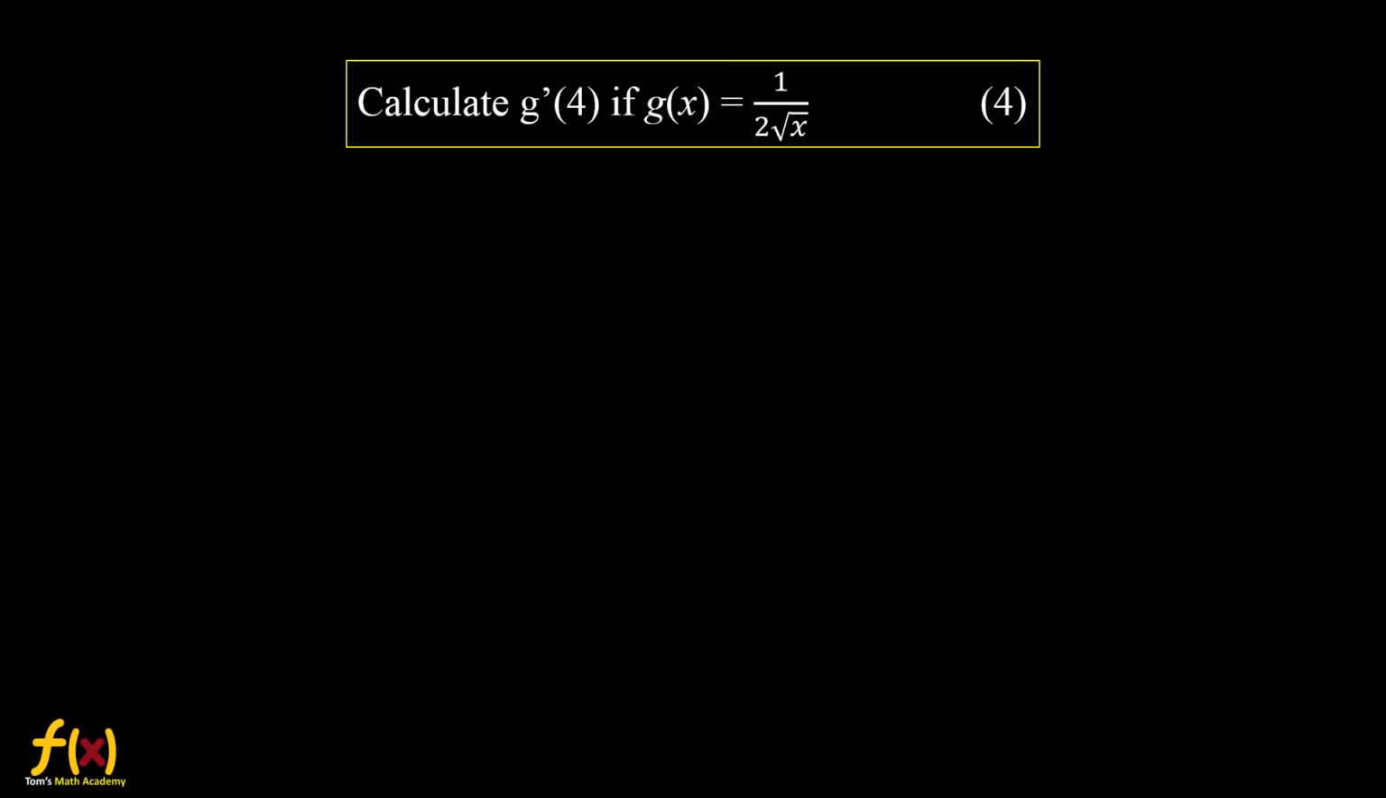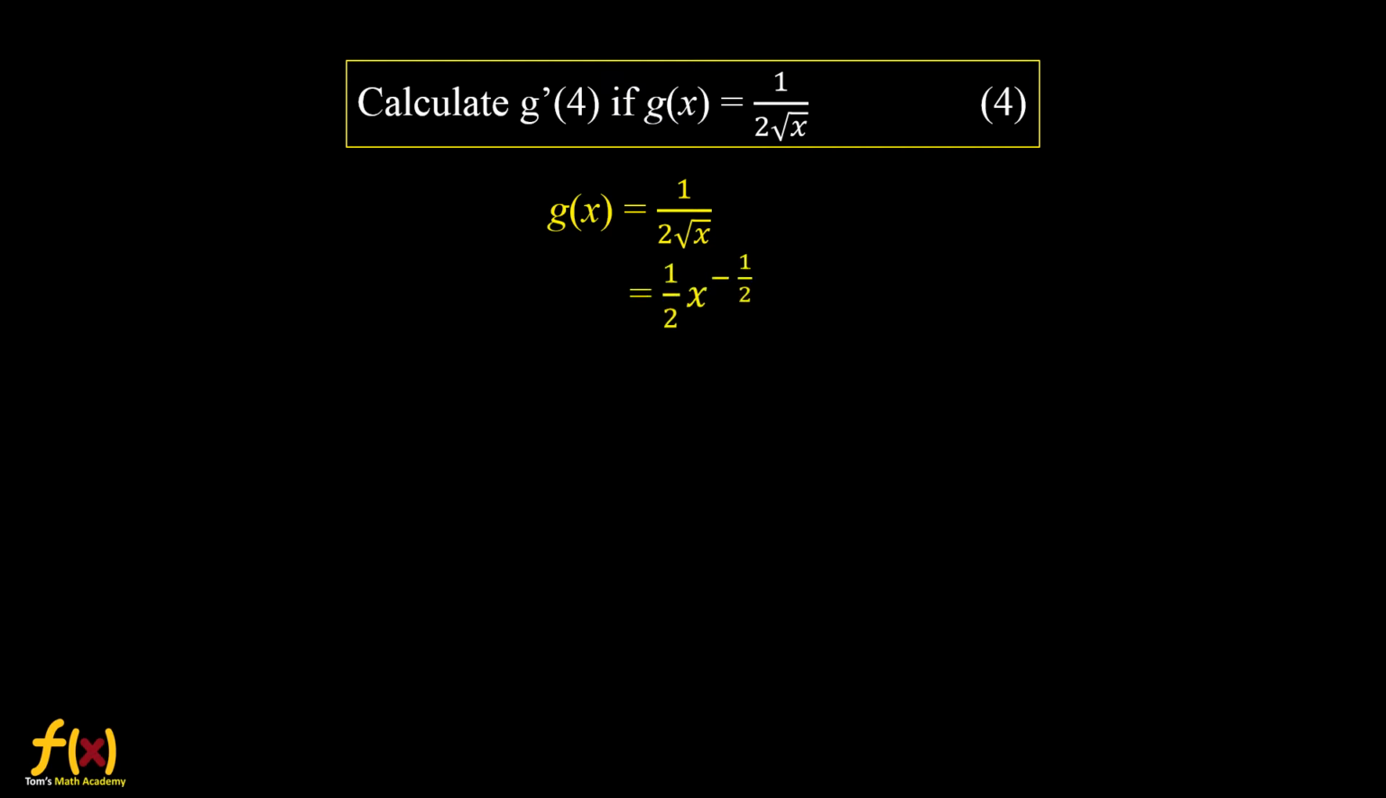Calculate g dash 4, if g of x equals 1 over 2 root x. It's not g dash x. We have to go further and calculate g dash 4. Okay, let us start using the rules. g of x equals 1 over 2 root x.